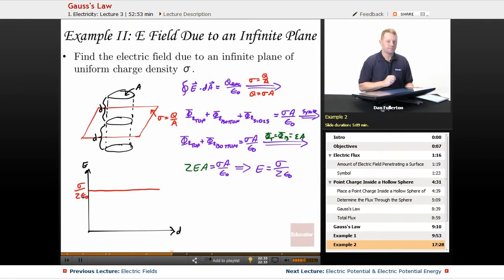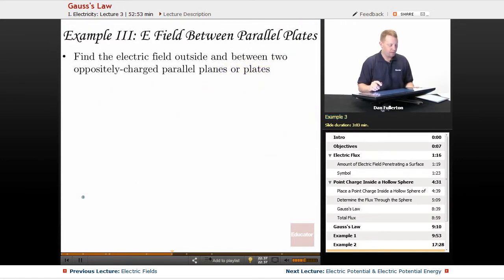Very good. Let's see if we can't extend this a little further and talk about parallel plates. Find the electric field outside and between two oppositely charged parallel planes or plates. So let's draw our plates first. We'll draw a top plate. We'll draw a bottom plate.